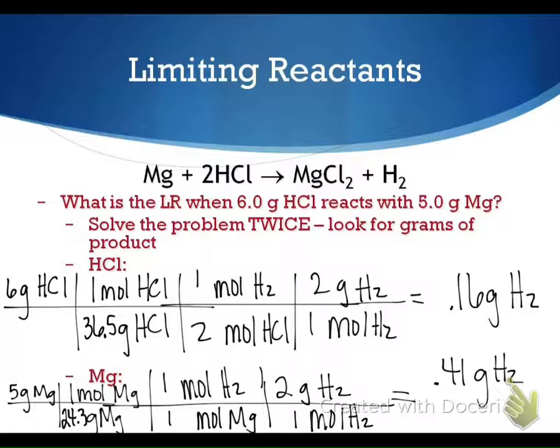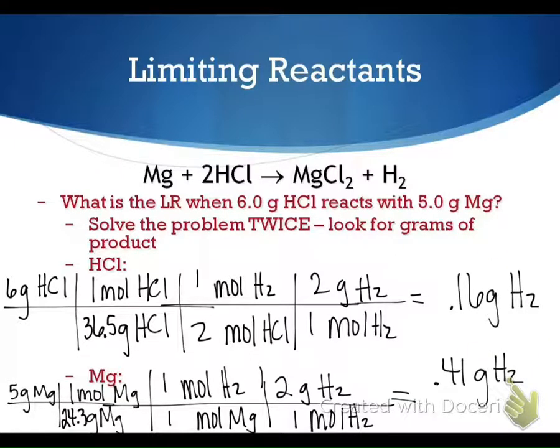Are those answers rational? Yep. Because we started with a pretty small amount of our reactants, and hydrogen does not weigh very much. So this answer makes sense. You probably got a little bit bigger number for MgCl2, right, as your mass. Yep. So if we put in 5 grams of magnesium and 6 grams of hydrochloric acid, we can only get out 0.16 grams of hydrogen.